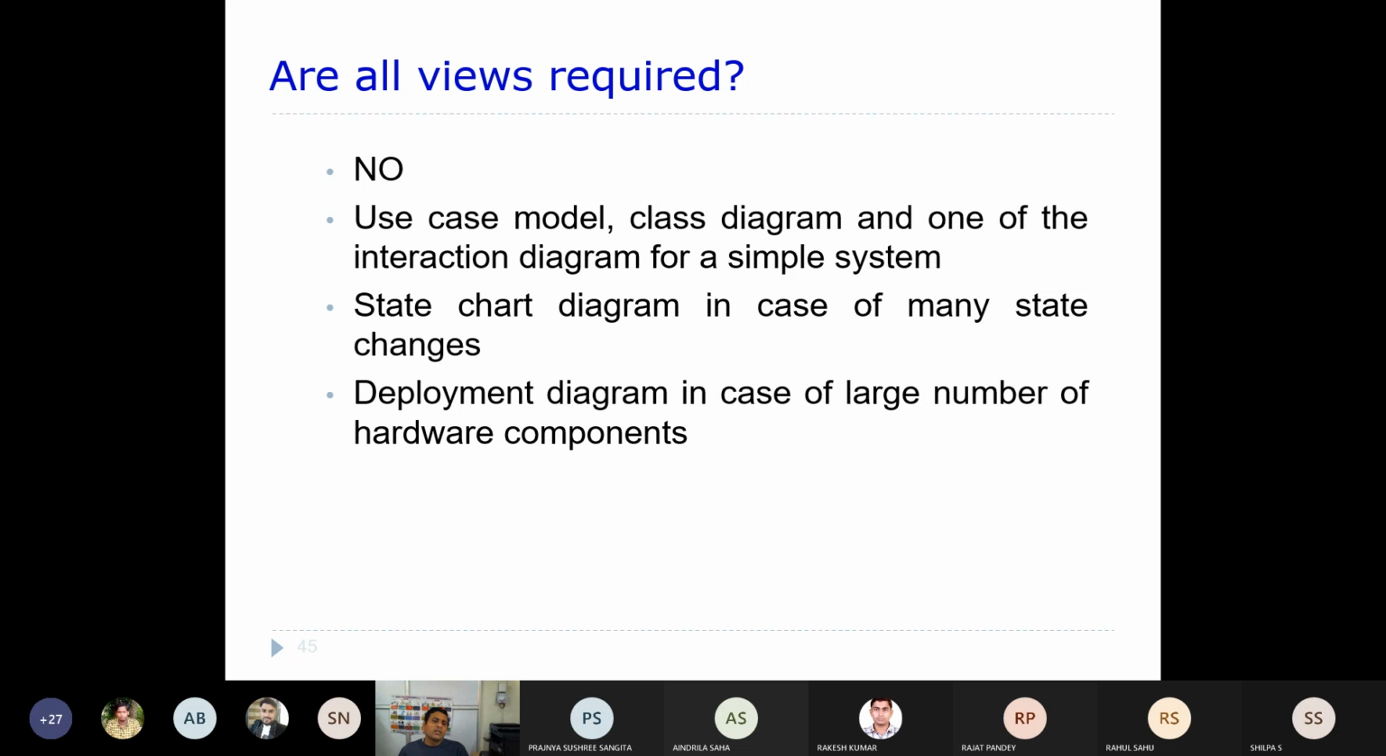So only then do you really require this deployment diagram, right? But if you have a very small number of hardware components onto which you need to port the software pieces, then probably you do not require a deployment diagram.